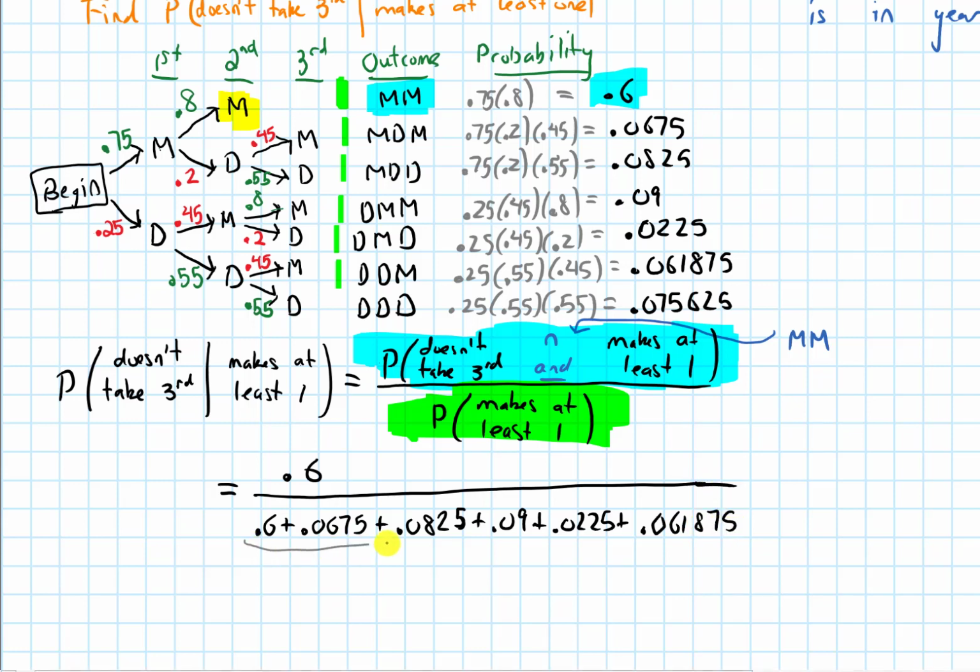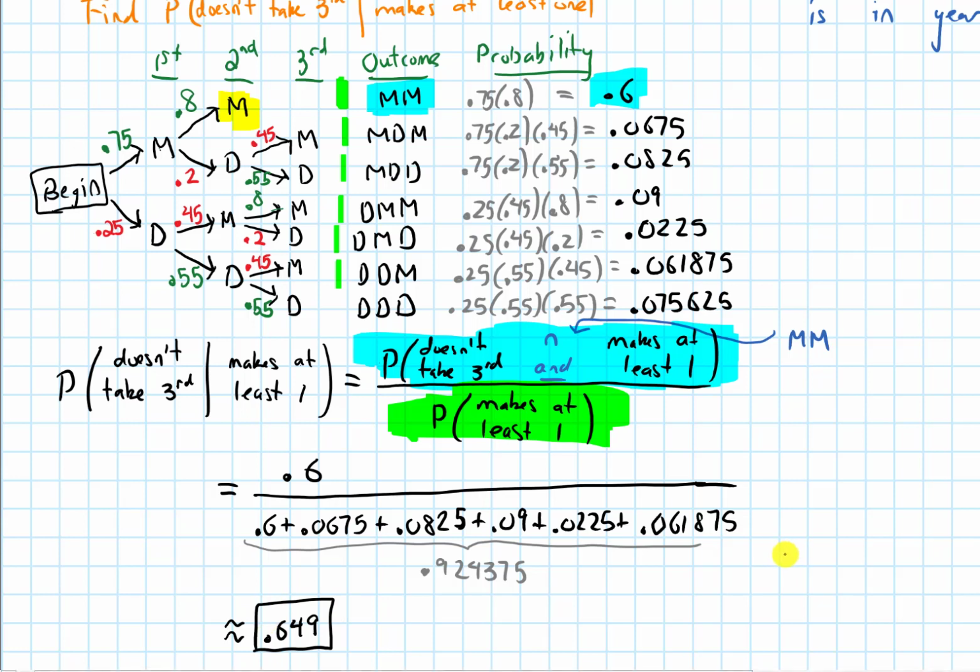If we were to work out what that is, that denominator ends up being 0.924375. Okay, and if I work this out and I round it to 3 decimal places, we get 0.649 for our probability.